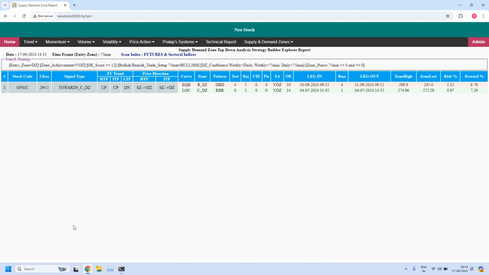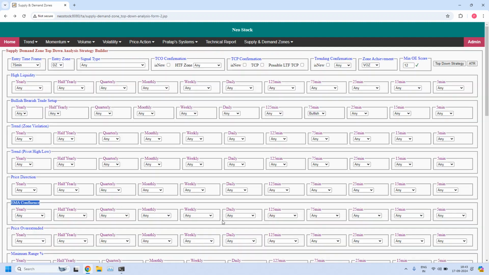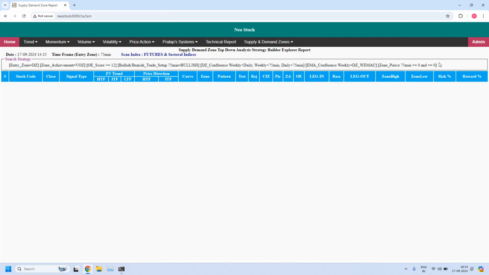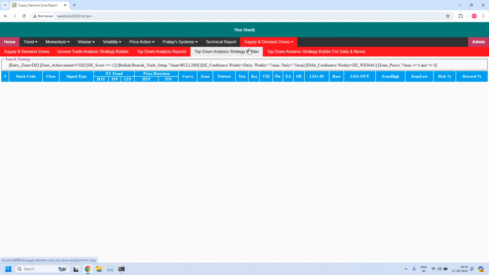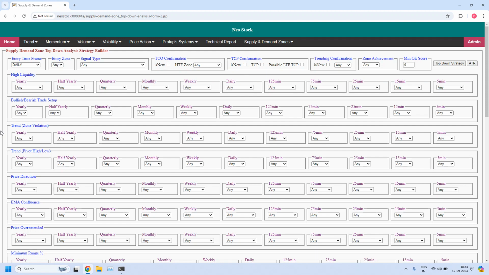If ONGC is having EMA confluence, because it is a weekly zone, because 75 and daily together are part of the weekly zone, and this weekly zone is having weekly EMA confluence, it's a high probability trade setup. Let's verify. In the EMA confluence, weekly time frame, weekly demand zone with weekly EMA confluence. So ONGC is not having any weekly EMA confluence. Fine.